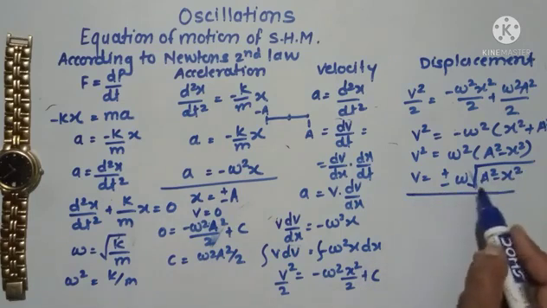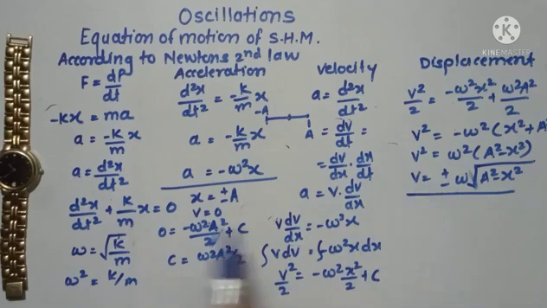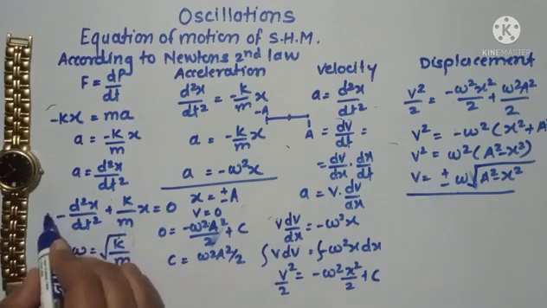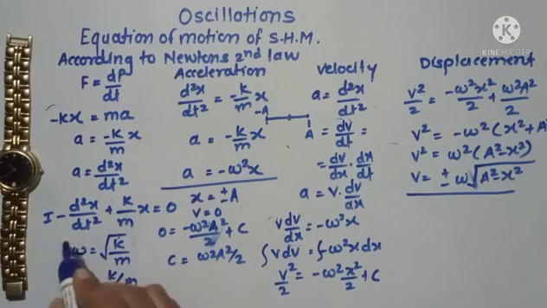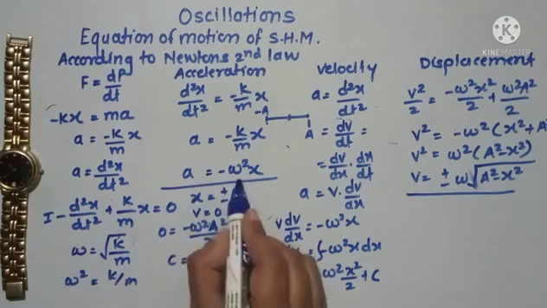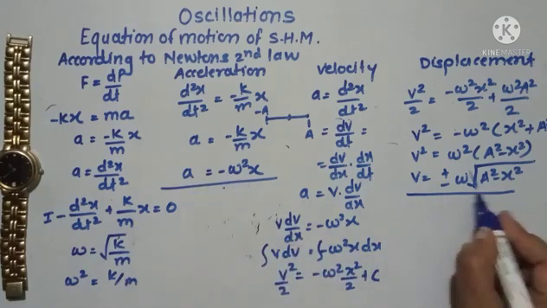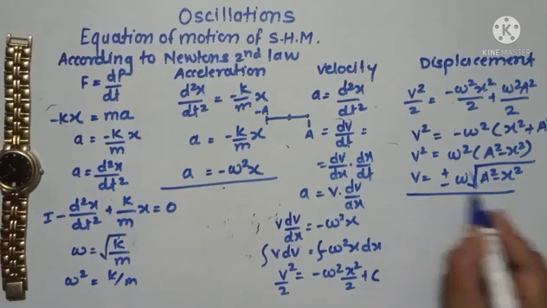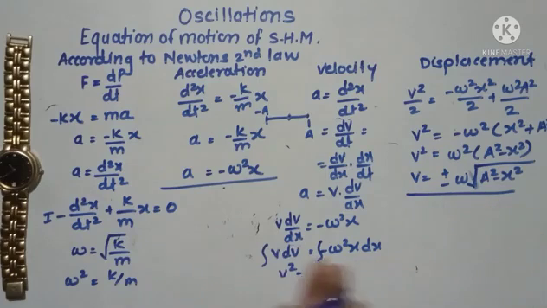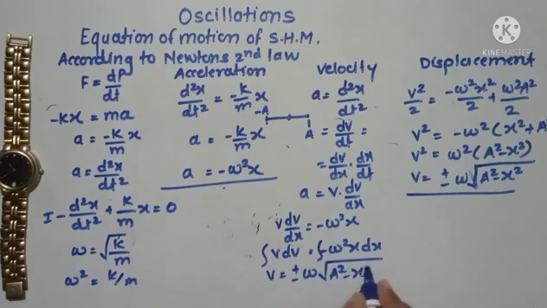From this equation we can see that this velocity can be calculated from the equation of the motion. So let me call this equation 1. This is the equation of the motion. From the equation of the motion you can calculate acceleration, and you can also calculate the velocity. So I will directly write the equation for the velocity over here: v is equal to plus minus omega square root of a square minus x square.